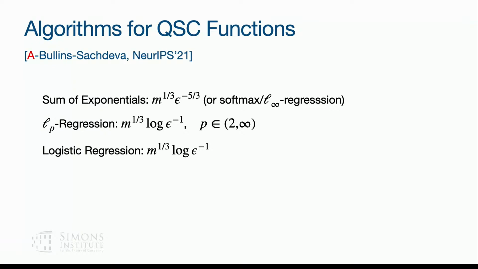And it gives us these rates: for infinity regression, you can do m to the 1/3 by epsilon to the 5/3. For LP regression, we recover the rate we know. And for logistic regression, again, you can do the m to the 1/3 linear system solves also.